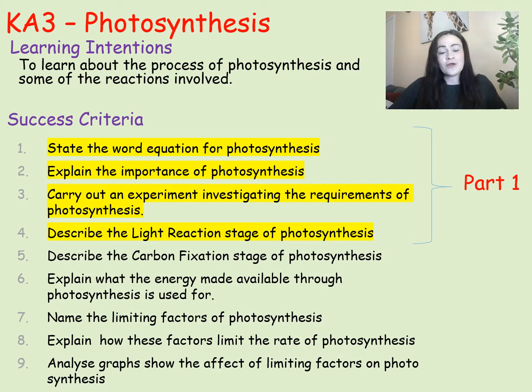So here are the learning intentions and success criteria for the whole of Key Area 3, photosynthesis, but we're only going to be looking at the highlighted bits. This video is basically going to look at the word equation for photosynthesis, the importance of photosynthesis, and describing the light reaction stage. And that success criteria there mentions an experiment, but that's because you will be doing an experiment after you look at this PowerPoint.